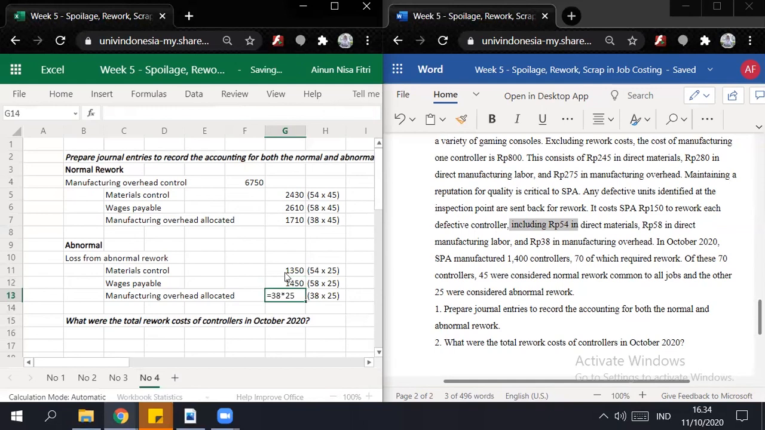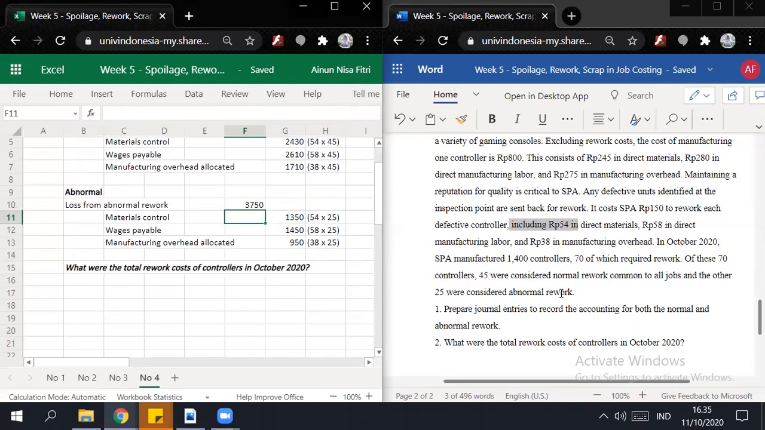Okay, materials control is 1,350, wages payable is 1,450, and manufacturing overhead allocated is 950. Therefore, the total of loss from abnormal rework is the sum of materials control, wages payable, and manufacturing overhead allocated. It is 3,750. Okay. That's all for the first question.